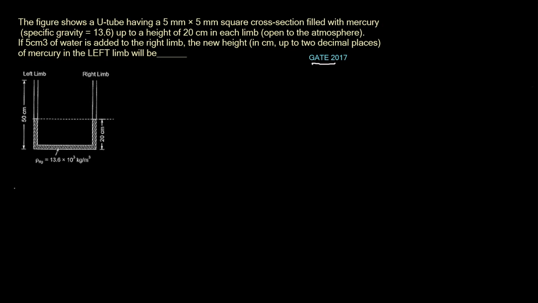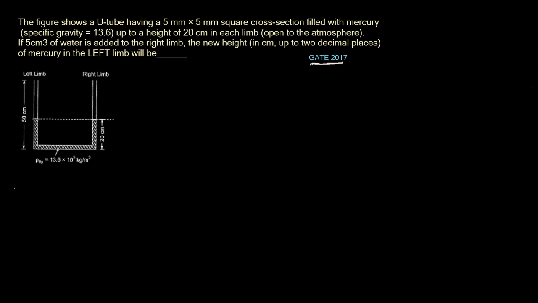Today we'll be discussing a question on fluid pressure and measurement, which was asked in GATE 2017. So let's read the question first. The figure shows a U-tube having a 5 millimeter by 5 millimeter square cross section, filled with mercury, specific gravity 13.6, up to a height of 20 centimeter in each limb, open to the atmosphere. If 5 centimeter cube of water is added to the right limb, find the new height of mercury in the left limb in centimeter, up to 2 decimal places.